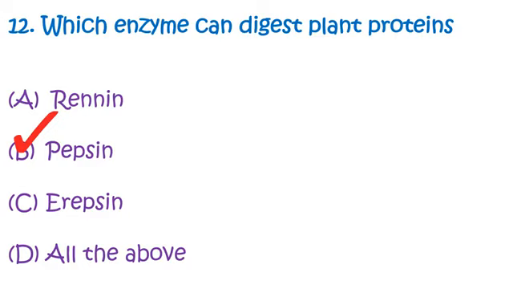Erepsin is an enzyme that digests the peptones into amino acids, and it is secreted by the intestinal glands and pancreas.